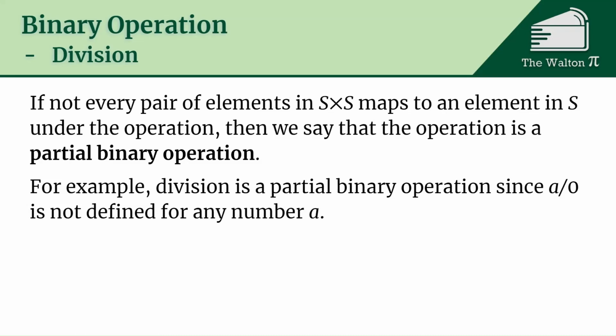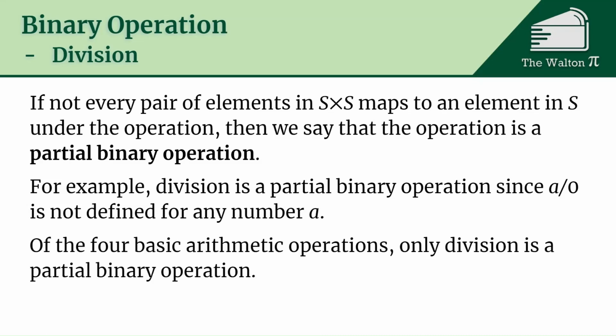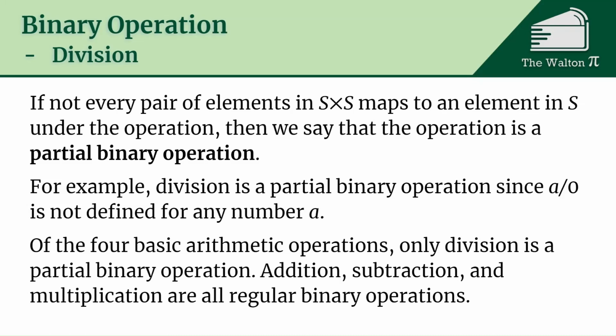It still is an operation. It still helps us combine things. It still takes in things, but it's not always going to give us out something that makes sense. For example, if 0 is the second thing, it doesn't make sense. So of the four basic arithmetic operations, only division is a partial binary operation. Addition, subtraction, multiplication, every pair of numbers is going to work. Okay? So all of those are regular binary operations, whereas division is a partial binary operation.